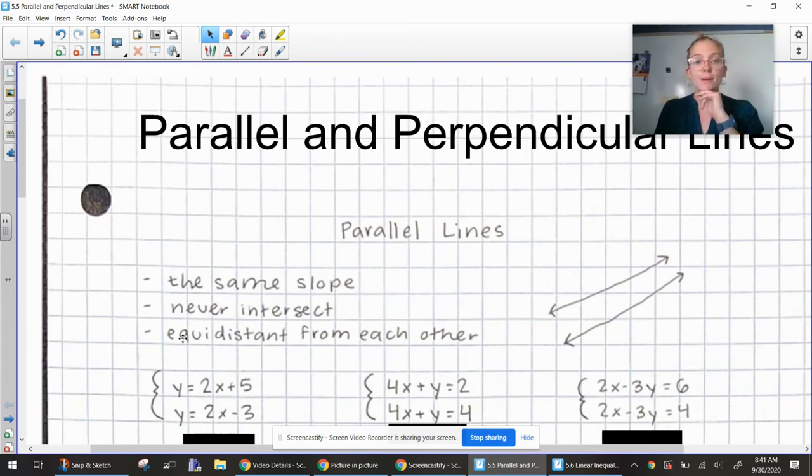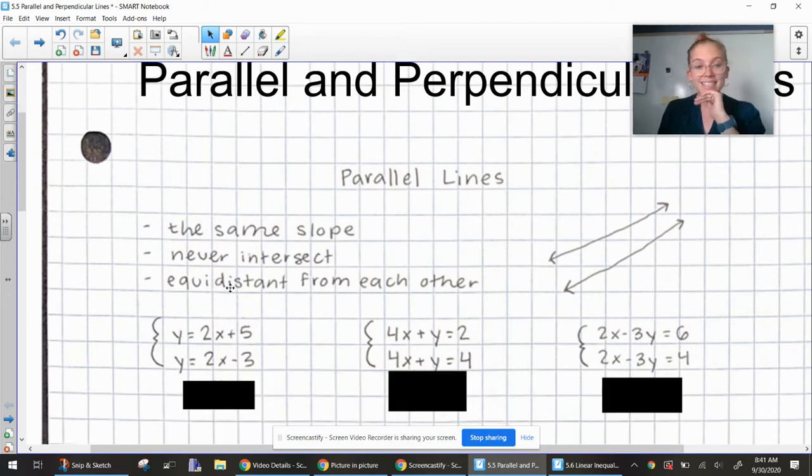Another useful fact about parallel lines is that they are equidistant from each other. Equidistant is a math word that means equal distance. And they are always the exact same distance. They never get closer to each other or farther from each other. They are always the exact same distance from each other.